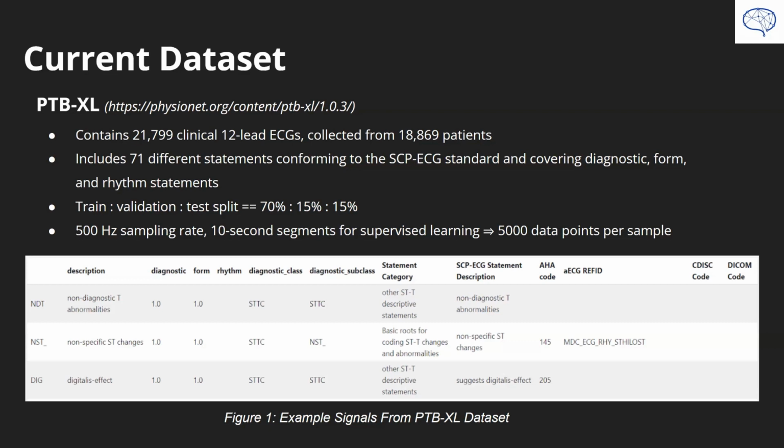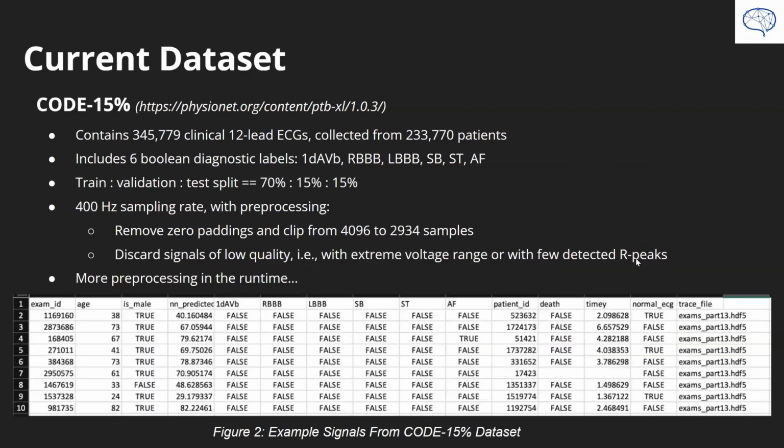We split the train, validation, and test sets using stratified sampling over the joint distribution of all the labels. And the split ratio is 70 by 15 by 15. We'll use the same ratio for the other dataset. So the other dataset we are going to use, okay, next slide, please, is the Code15 dataset. It's a publicly available subset of a private dataset called Code. It contains much more ECG signals than PTB-XL, but the labels are fewer. It has in total 6 Boolean diagnostic labels.